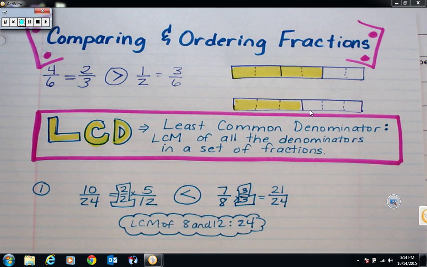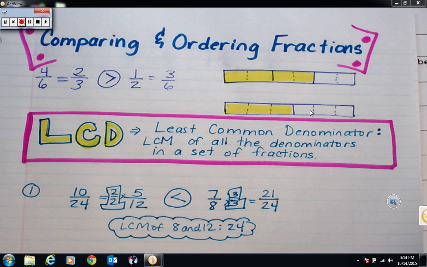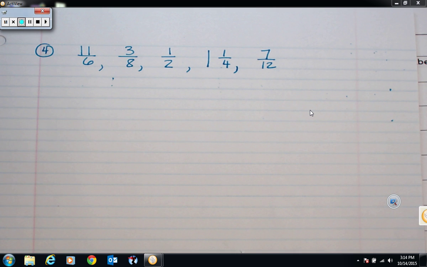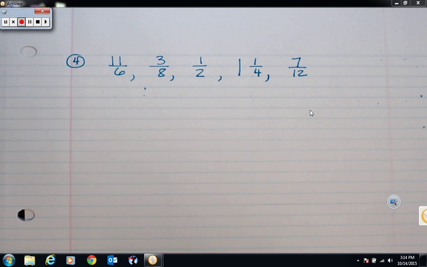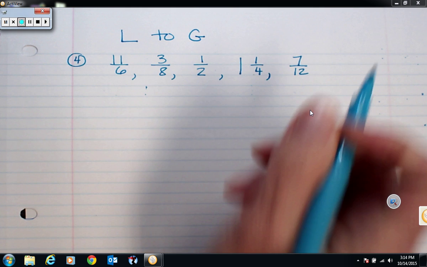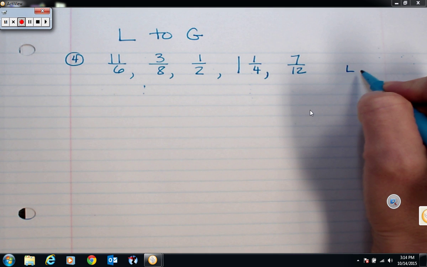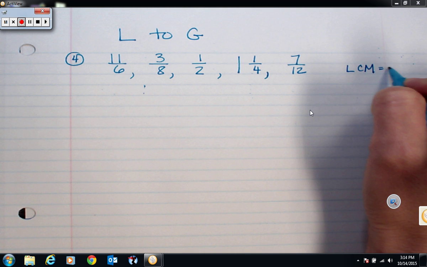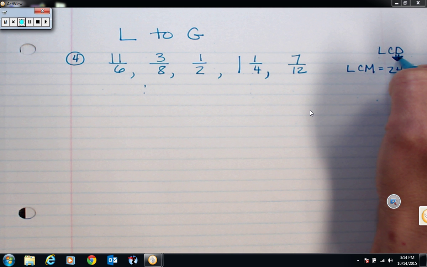All right, so the first thing we want to do is go ahead and look at an example and solve it together, just to recap comparing and ordering fractions. So we're going to start with 11/6, 3/8, 1/2, 1 1/4, and 7/12. And I want to order these numbers least to greatest. So the first thing I want to do is find the LCM of 6, 8, 2, 4, and 12. My LCM of 6, 8, 2, 4, and 12 is going to be 24. So that means this is also going to be my LCD.